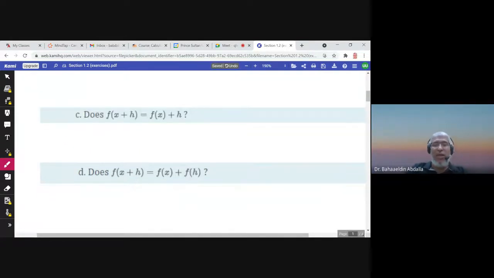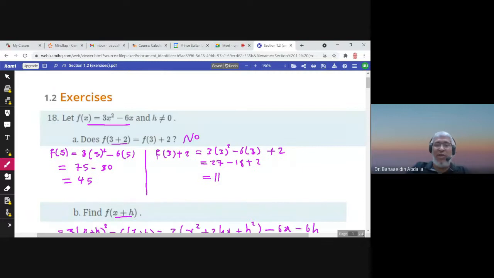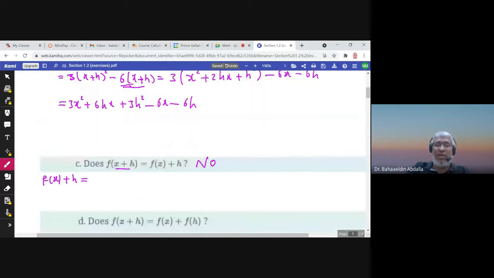Now a question, does f of x plus h equal f of x plus h? Well, we know now that the answer is no, but to prove it, let us find f of x plus h. So we found this. We replaced x by x plus h here. But for this one, I just find f of x and I add h to it. So I have f of x already. It's 3x squared minus 6x.